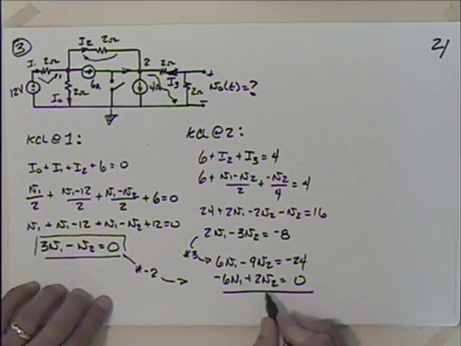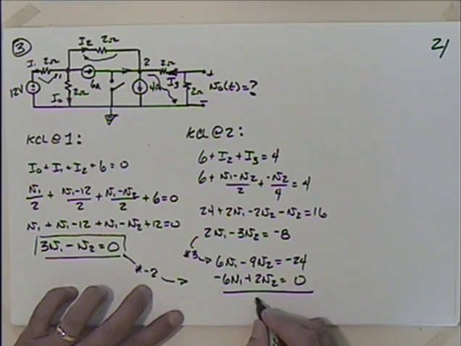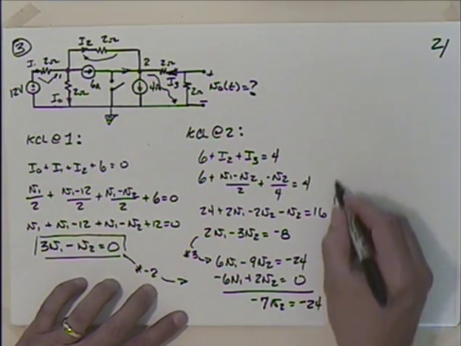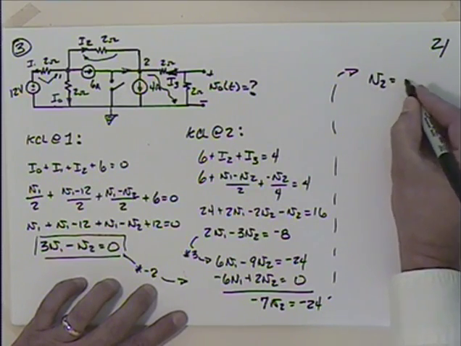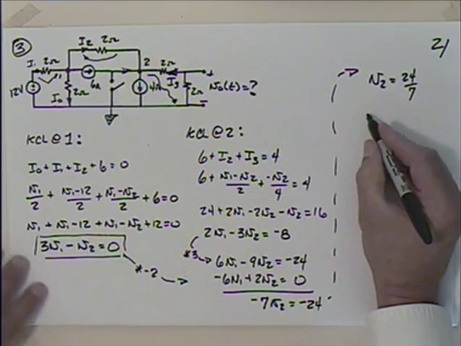So when I add these things up, I get the V1's canceling out, that's good, and I have minus 7 V2 is equal to minus 24. So V2 is equal to 24 over 7 volts.